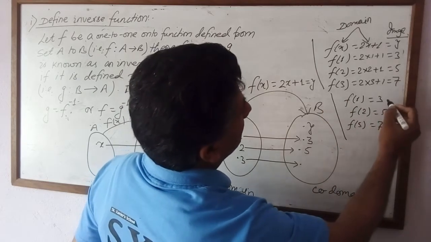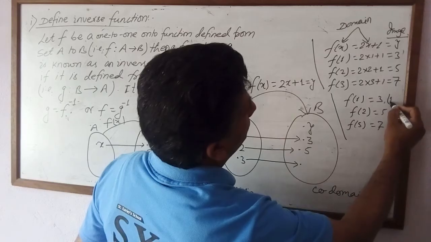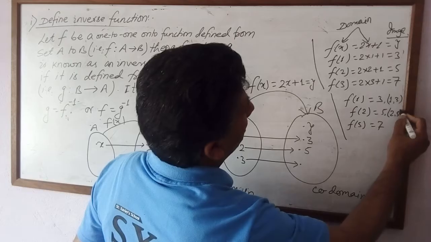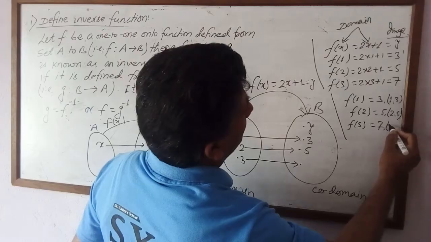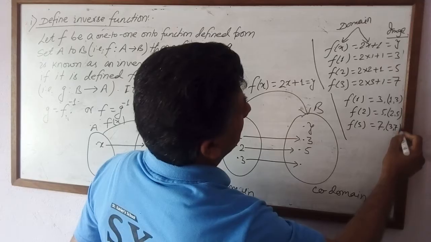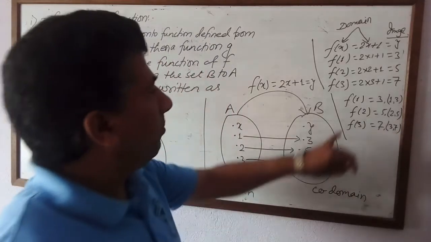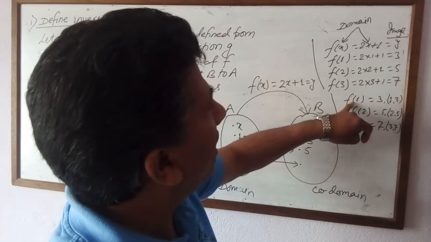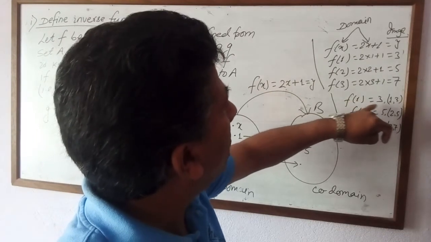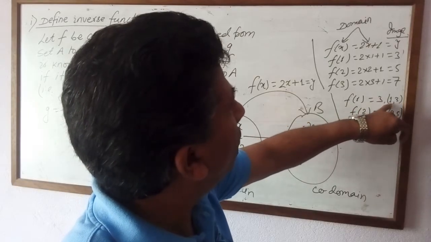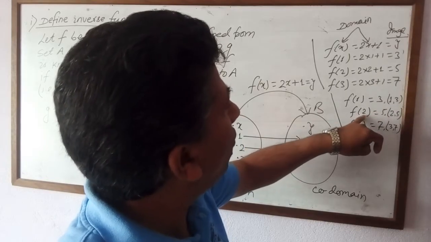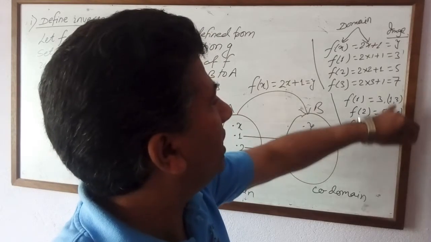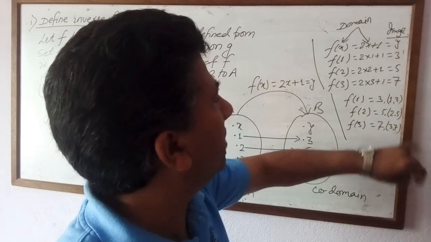Now in this case, another way, we can write the ordered pairs like this: 1, 3. Next one is 2, 5. Next one, we can write 3, 7. See, the meaning of f1: f1 is 3 means when we write the value of x equals 1, it gives image 3. So domain 1 has image 3, domain 2 has image 5, domain 3 has image 7. This also means 1, 3; 2, 5; 3, 7.